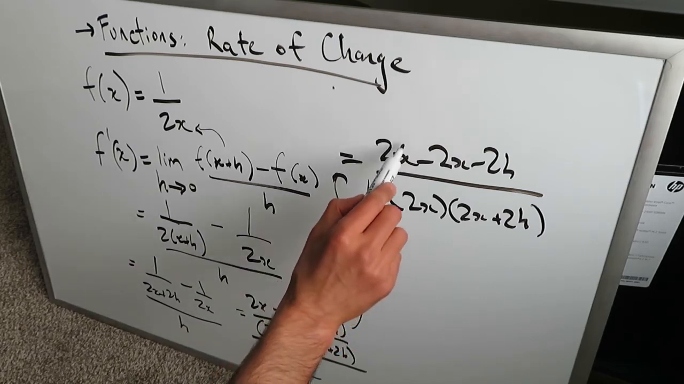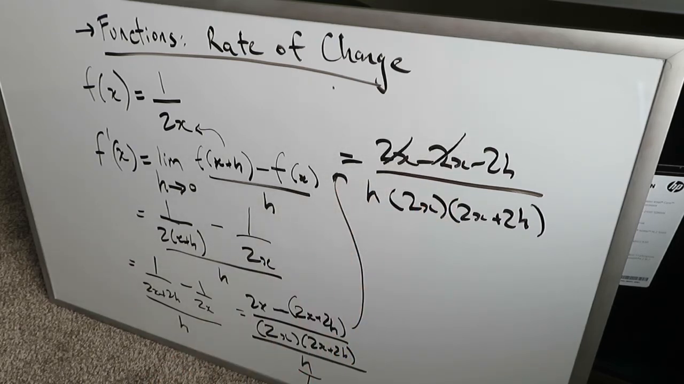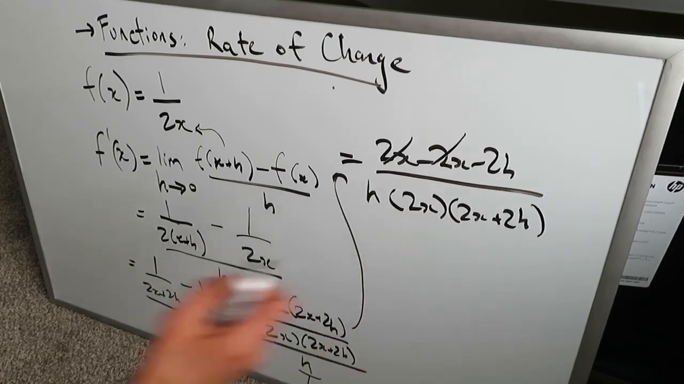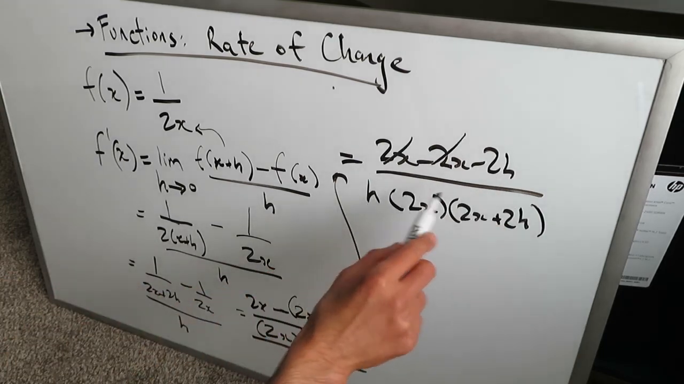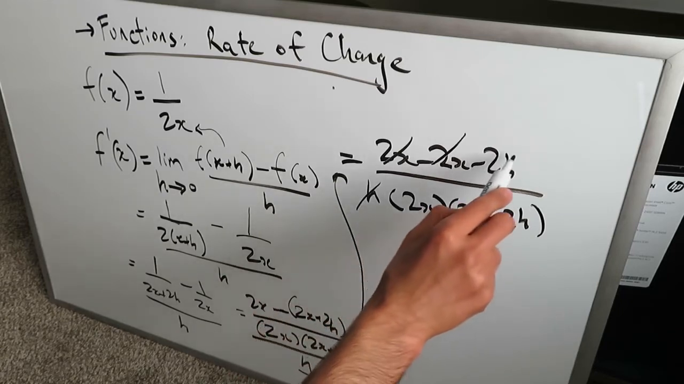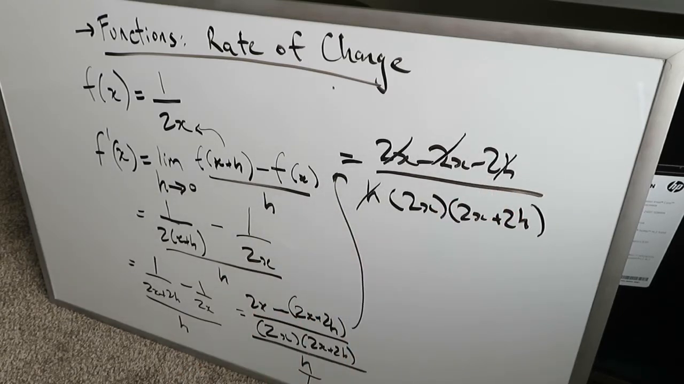Now look over here, 2x minus 2x cancels out. What are we left with? Minus 2h on the top and all of this on the bottom. But this h right here, since now everything is in a multiplying or divide format, this h can cancel out with this right over here.